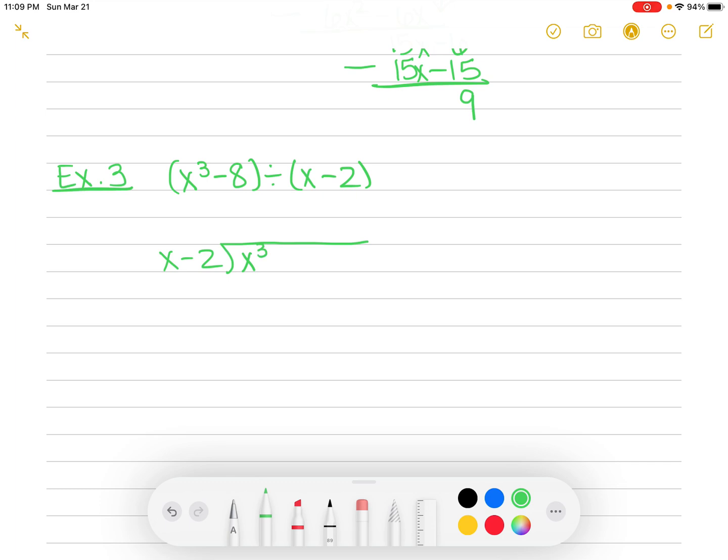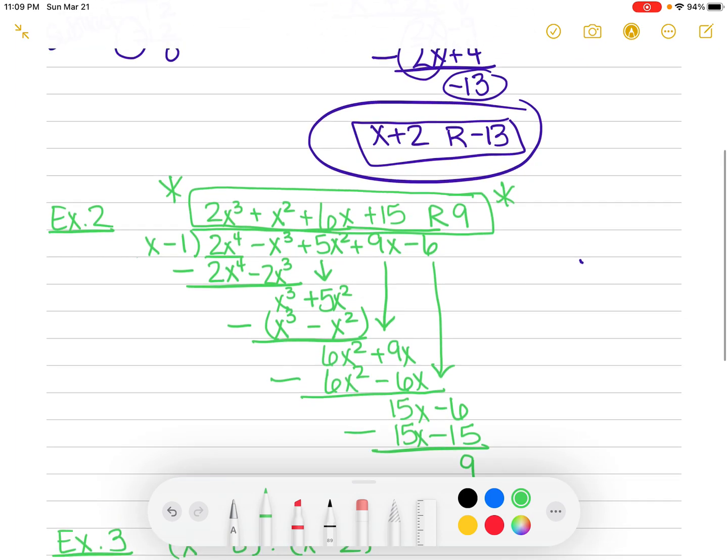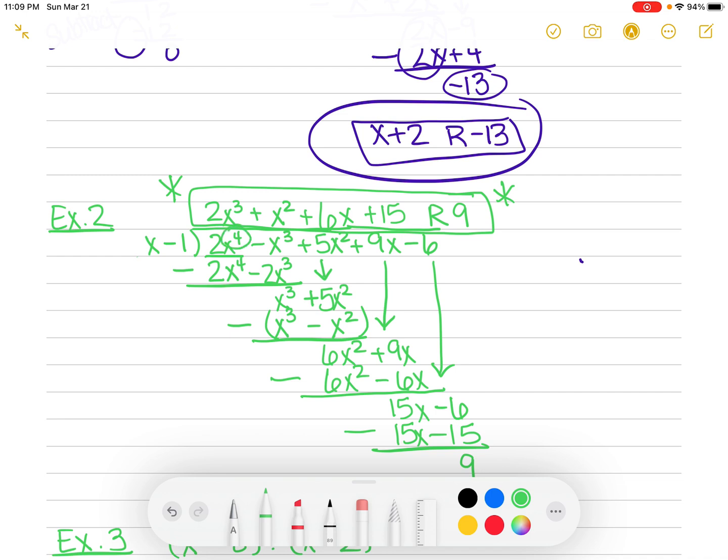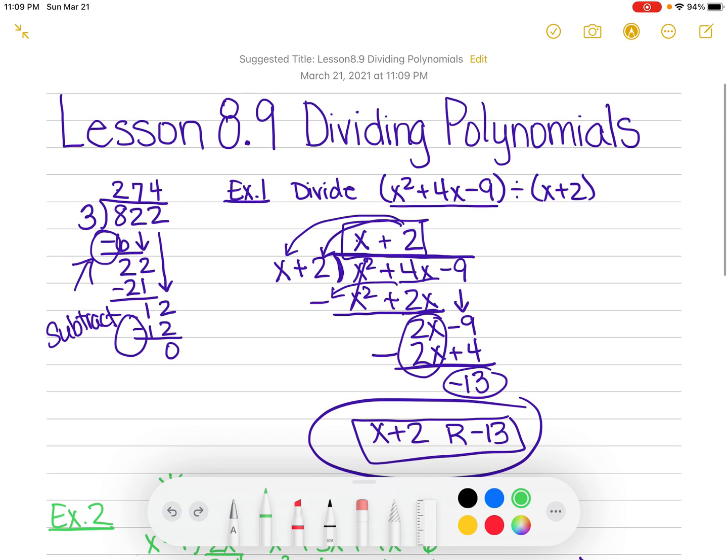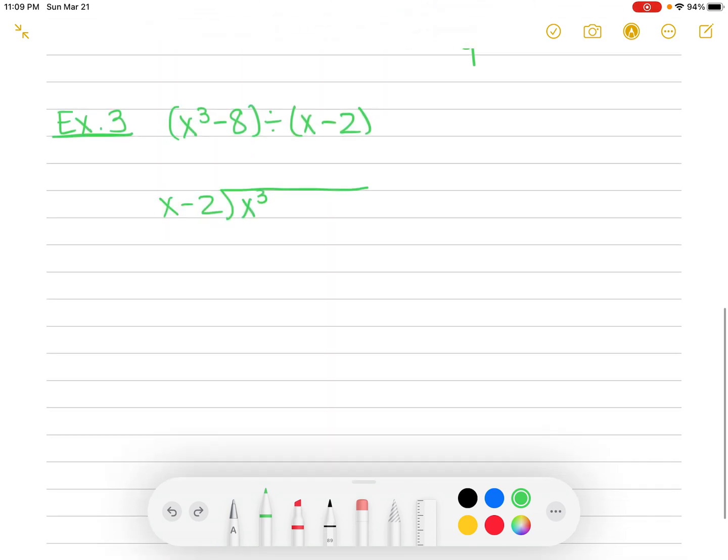You always need to go down an exponent on each of your variables. So I have an x cubed, but I don't have an x squared. See how the exponents go 4, 3, 2, 1, and then I don't have an exponent? You have to have all of those for this to work. Up here I had x squared, and then x to the 1, and then no x's. So I always have to go down in x's. This one just goes from x cubed straight to 8.